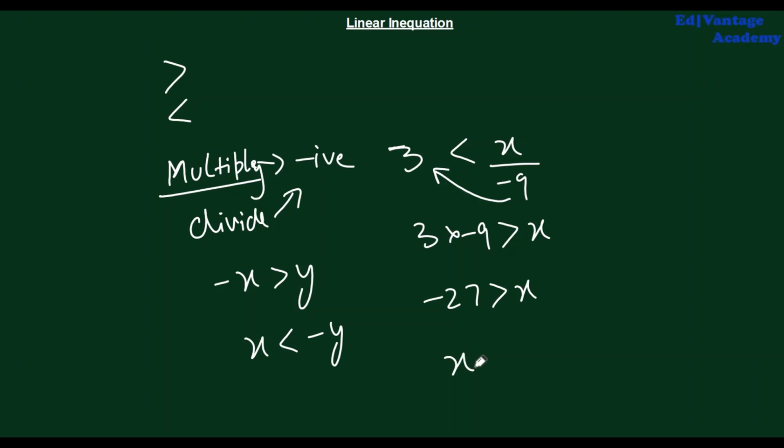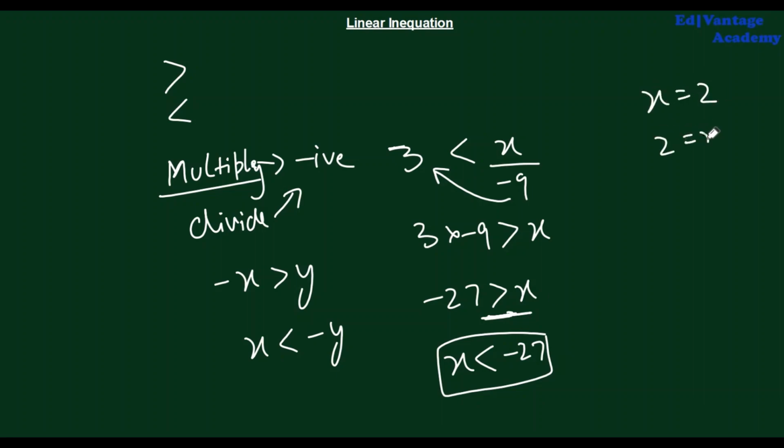I can write it in this way also. x is, who is bigger? Minus 27 is bigger, so x is lesser than minus 27. I did not reverse the symbol here, I just reversed the inequation. It's like if x is equal to 2, you can write it 2 is equal to x, correct? Same thing I did here.